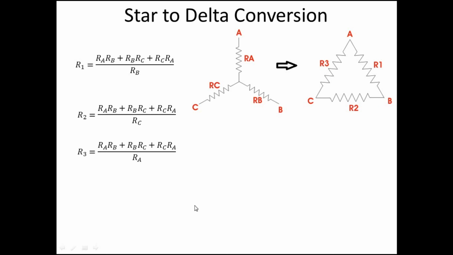And here also a special case: if RA, RB, RC are equal to R, then R1, R2, R3 are equal, each equal to 3 into R. So this is about the star and delta connections and their conversions. With this we can wind up the session.